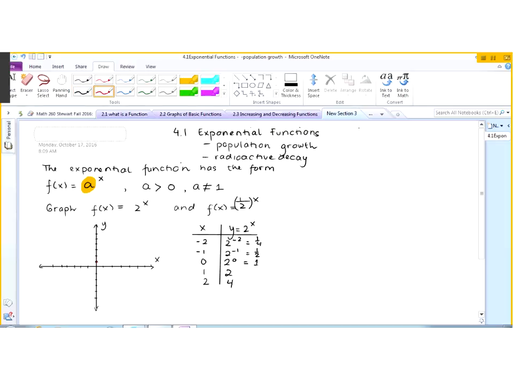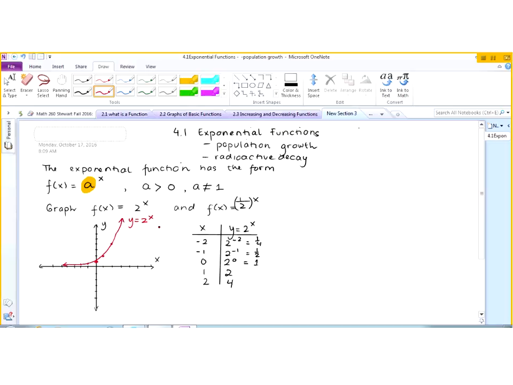So 0, 1 is right here. 1, 2 is right here. And then 2, 4 is right here. Okay. And then negative 1, half is right here. Negative 2, 1/4 is right here. All right, so this is my graph, y is equal to 2 to the x. It looks like that.